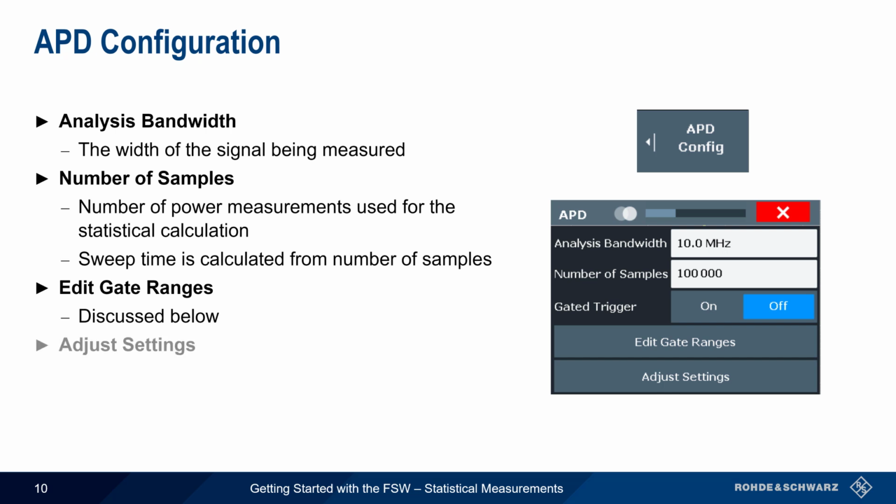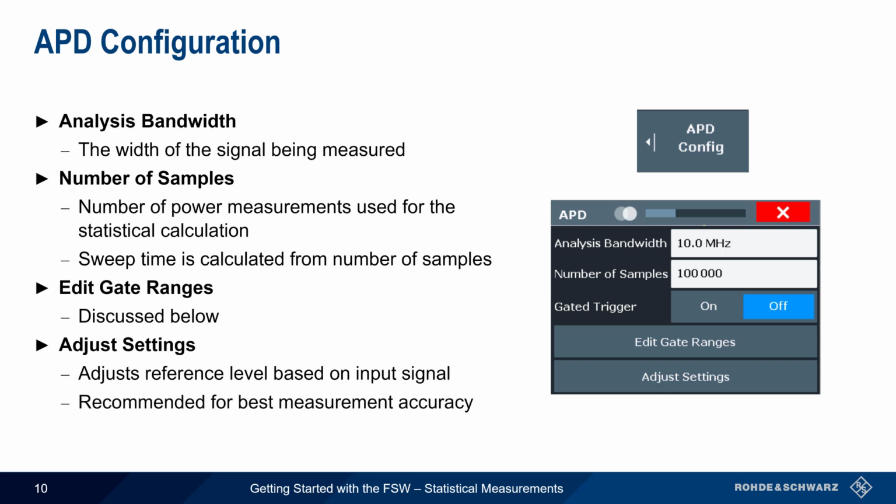The final configuration item is Adjust Settings, which automatically adjusts the reference level and range based on the input signal. Pressing Adjust Settings is recommended for obtaining optimal measurement accuracy.